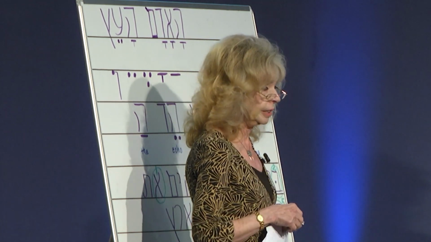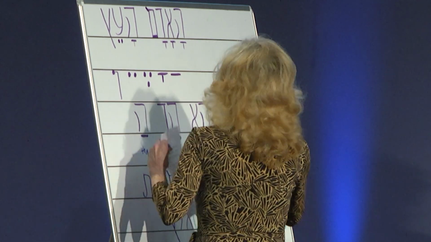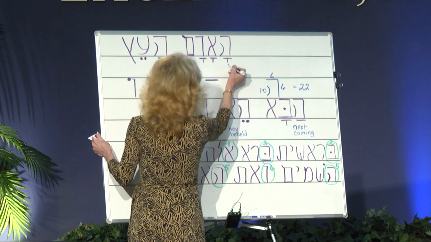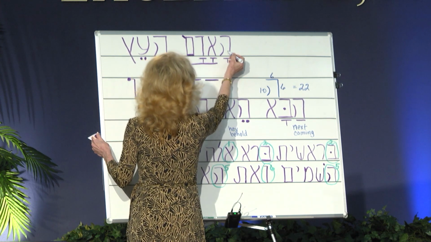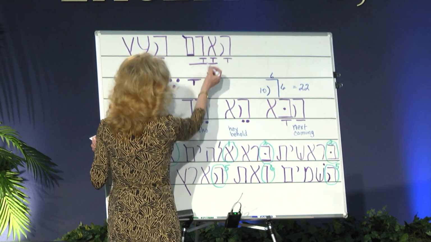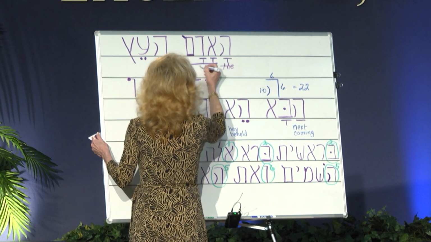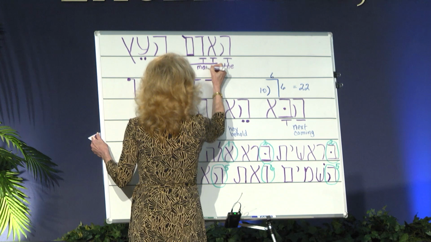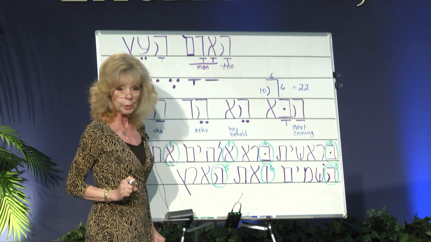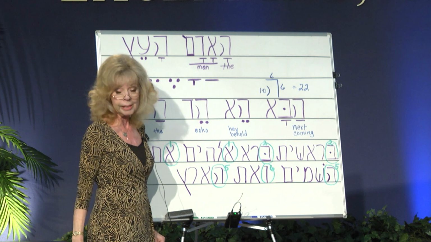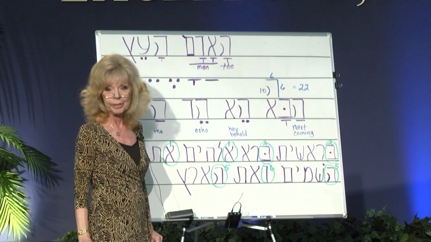Hay is often attached to the beginning of a word, and I'm going to show this to you. Here we have the hay, and we have the word Adam. So when this hay is attached to the word Adam, which is man, it is the man. So hay is like a prefix. It's not like a separate word like we have in English. It will always be attached to the word that it is describing, okay?